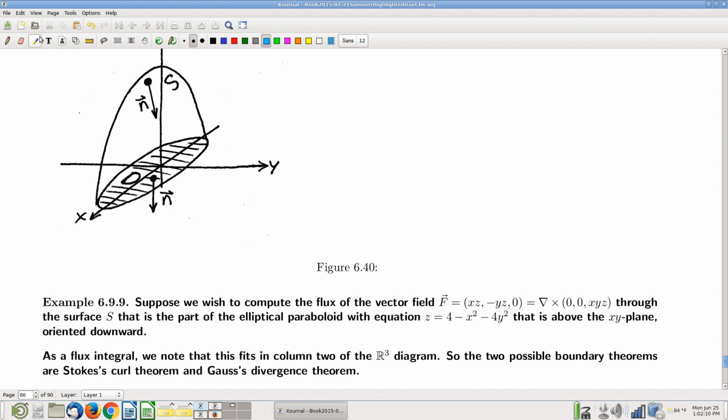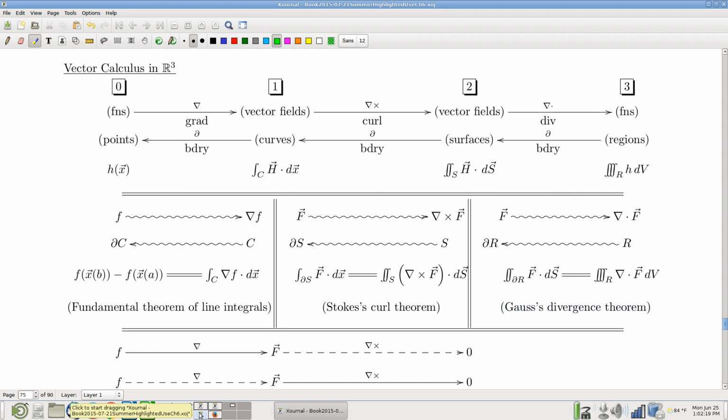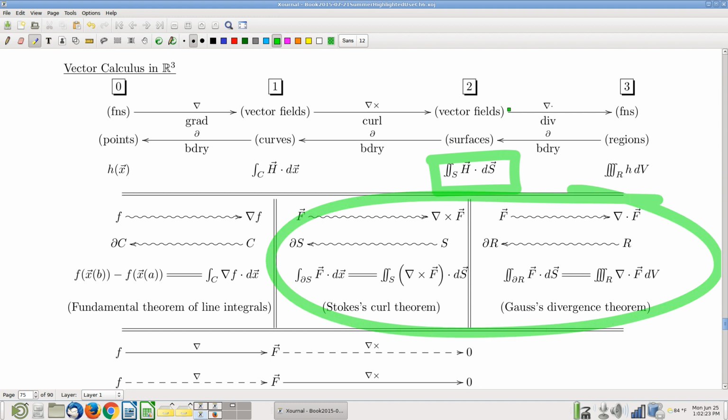Here we are computing a flux in R3. So let's go over to our diagram. We are now looking at one of these. So here's our two candidate theorems. The diagram says compute the divergence and see what we get out of that.